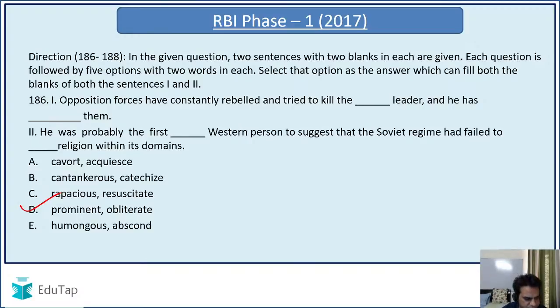And the Soviet regime has failed to obliterate religion within its domains. So obliterate religion means to finish. He is the first prominent Western person to suggest that the Soviet regime had failed to obliterate religion within its domains. Means within the area of Soviet, they have not been able to finish off religion from its domains. That means to end religion from its domain. They have not been able to do that. Absolutely. All right, guys. So the correct option was option number D, guys.